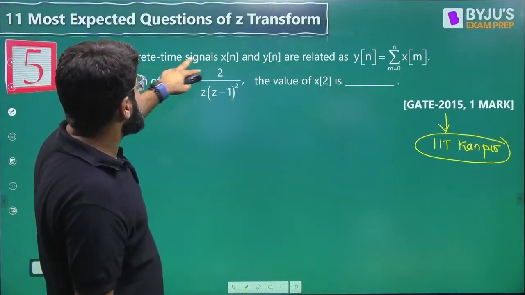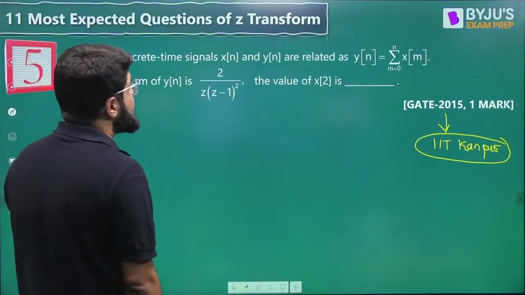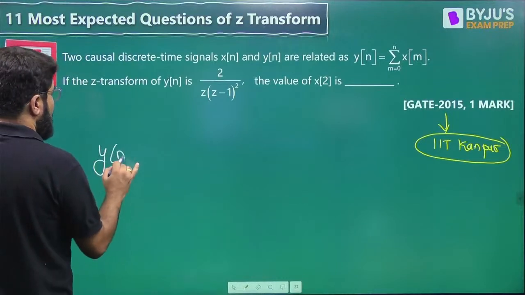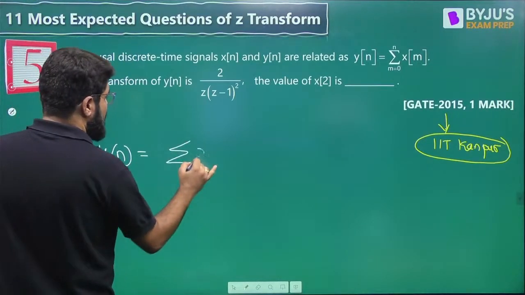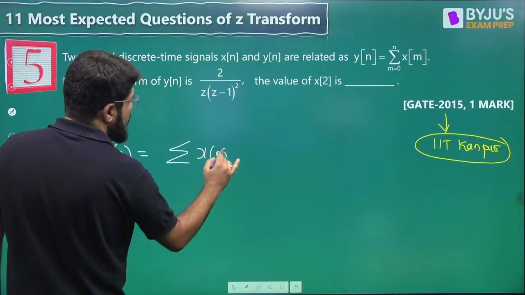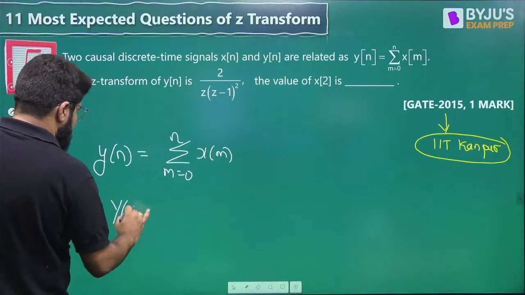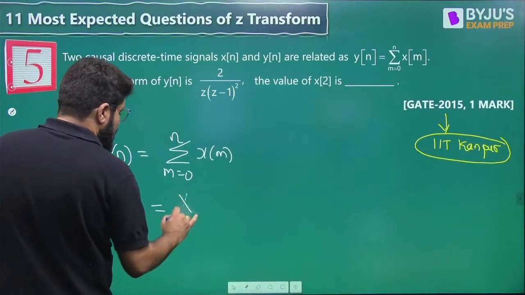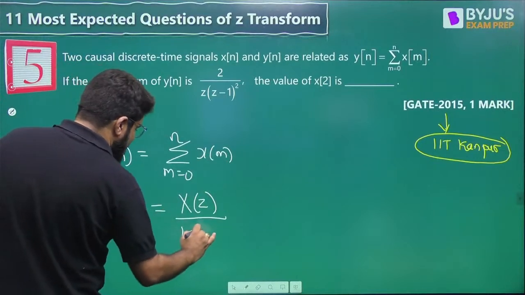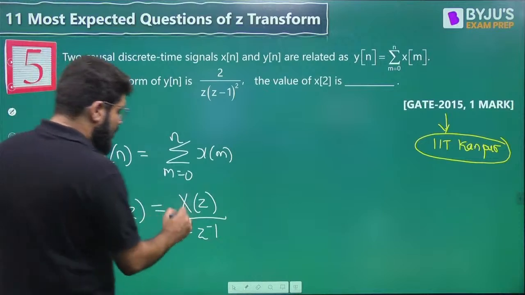Two causal discrete time signals xn and yn are related as y[n] equal to summation of x[m] from m equal to 0 to n. Let us directly use the property here. So what should be Y(z)? Summation property of Z transform: whenever there is a summation of the signal, the Z transform is given by X(z) divided by 1 minus z inverse.